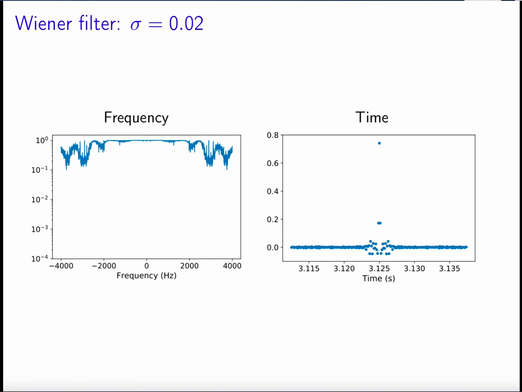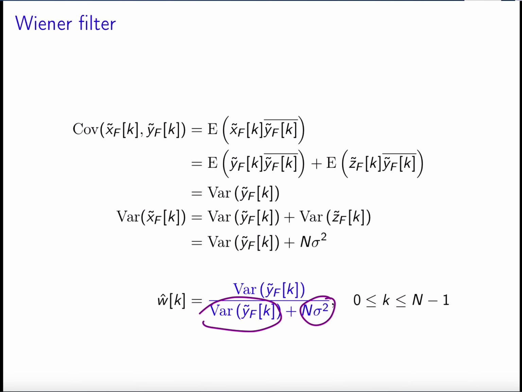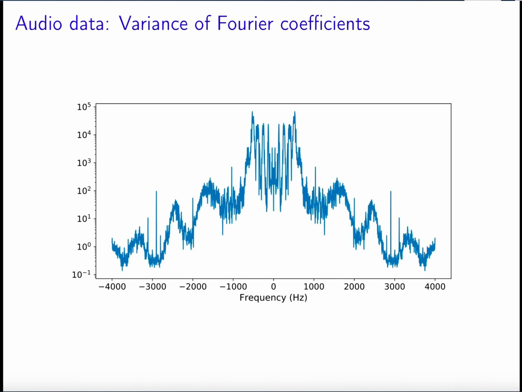What's going to happen is that when we apply this formula that we had for the Wiener filter, in places where the variance is high, the Wiener filter is basically going to leave the signal alone, and in places where the variance of the signal is low, we're going to suppress those DFT coefficients. So because the signal energy is high in the low frequencies, we're going to preserve the low frequencies and kill the high frequencies. Again, depending on how much noise there is.